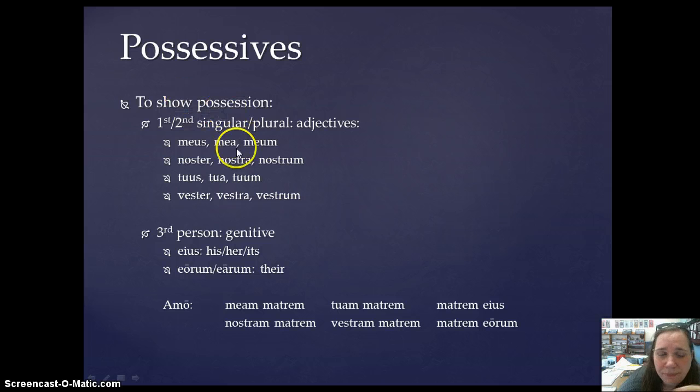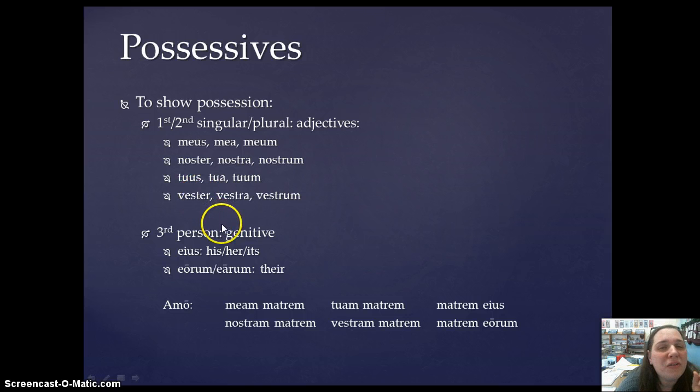To show possession, for the first and second person, singular and plural, you use the adjectives. So if you want to say my book, you would say meus liber. If you want to say our teacher, you would say nostra magistra. If you want to say your land, right, you'd say tuus ager. If you want to say your school, you would say vester ludus.